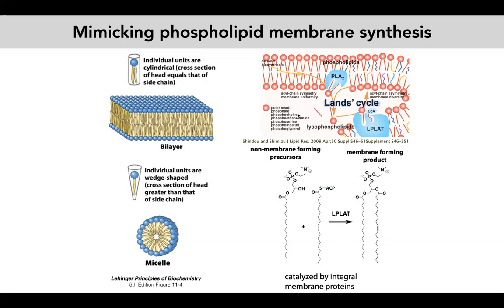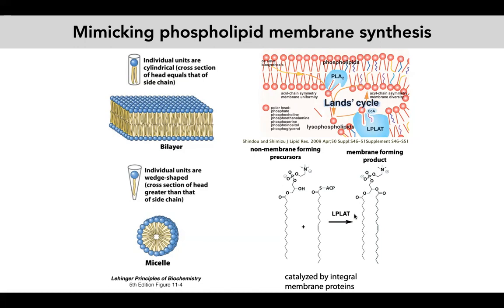And this is the so-called Lands cycle or remodeling pathway in phospholipid synthesis. You actually have phospholipids where one of the acyl chains is cleaved by a phospholipase, and that lysophospholipid is reacted with a thioester derivative of a fatty acid through the action of an acyl transferase. And so you have these two single chain precursors, and in a single coupling step catalyzed by a single enzyme, you can now form a two chain membrane forming product. We thought that's a really elegant way to go from non-membrane forming precursors to a membrane forming product.